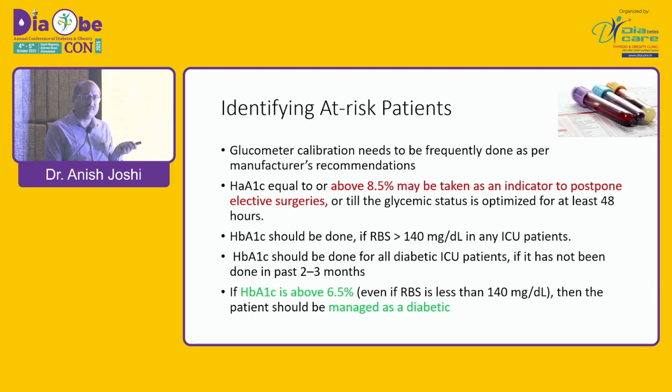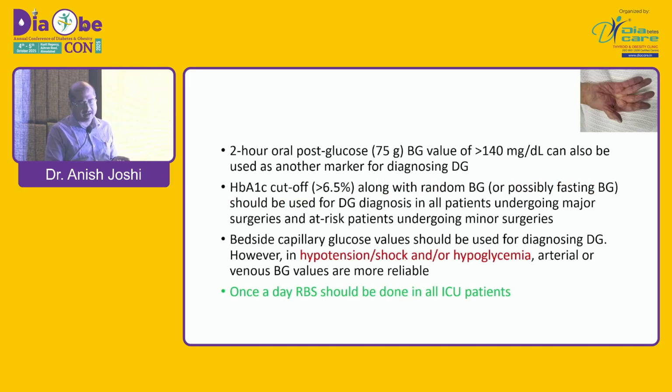And if you are not having an HbA1c, then get it done if it was not done in the last 3 months. So whenever you are finding that the HbA1c is 6.5, then you should consider this patient as diabetic and treat them like a diabetic patient. The 2-hour post-glucose blood glucose value of more than 140 can also be used for diagnosing dysglycemia. So HbA1c cutoff along with the random blood glucose should be used for dysglycemia diagnosis, particularly in patients who are undergoing a major surgery and those who are at risk.